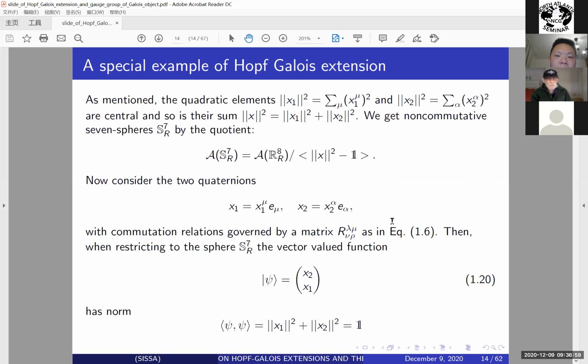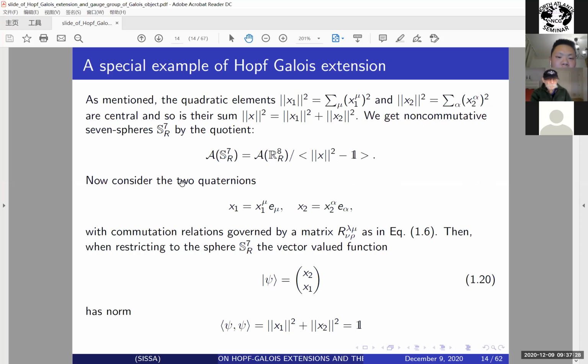As I mentioned above, we know x1 square and x2 square belong to the center, and so does their norm. So we can define the non-commutative S7 sphere as the quotient of the A of R8 over the ideal generated by the norm equal to 1. So this is the total space. This is the 7-sphere, but non-commutative, and it has a commutation relation given by the R matrix.